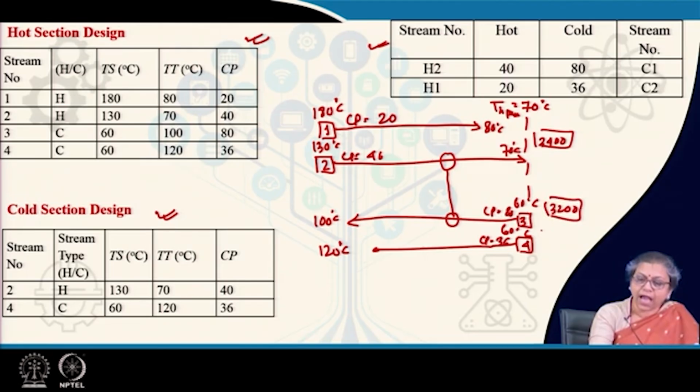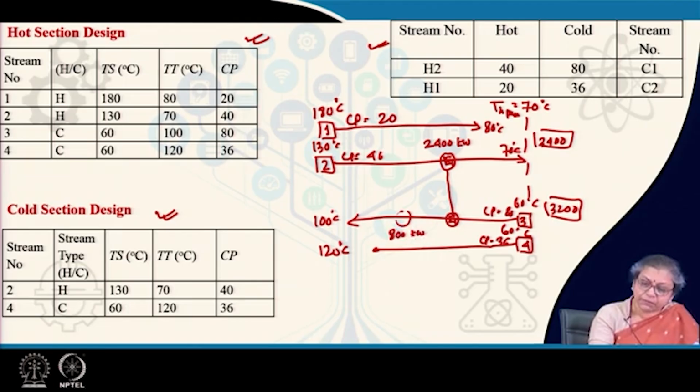So, what I do? I remove this 2400 kilowatt of heat in, say, exchanger E1. Moment I have removed it, this stream is completely satisfied. What do I have? In this particular case, I have got some amount of unbalanced heat. This unbalanced heat is 800 kilowatts.